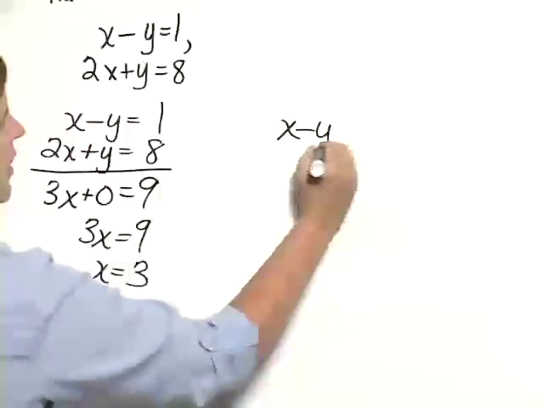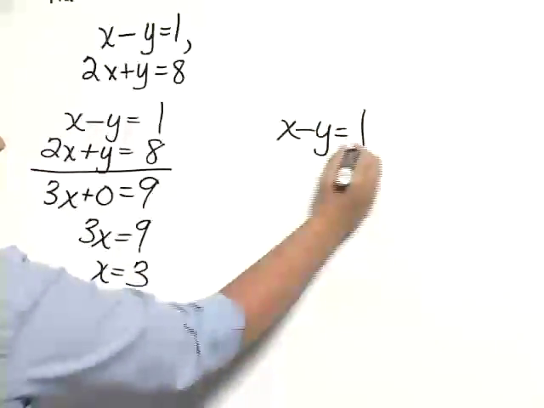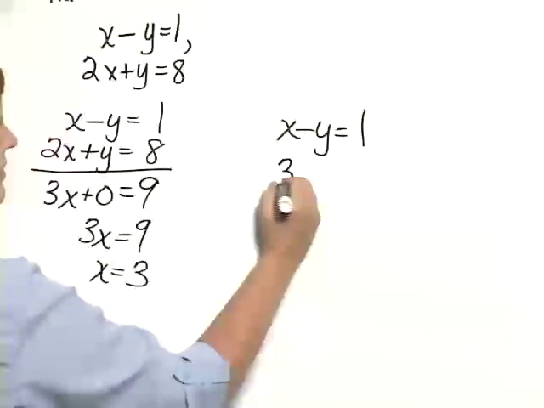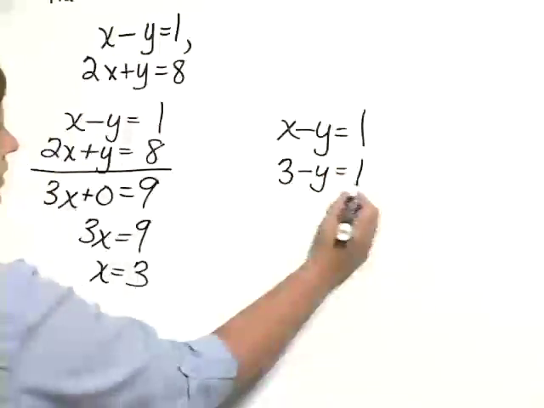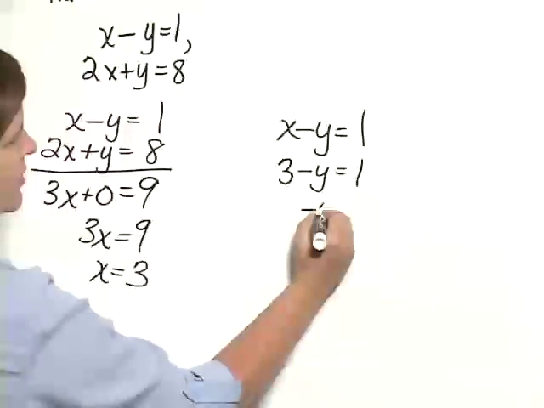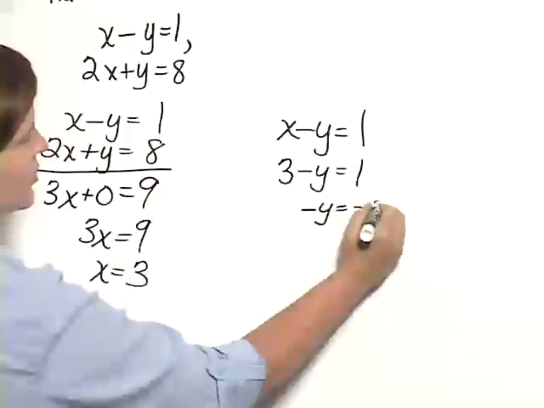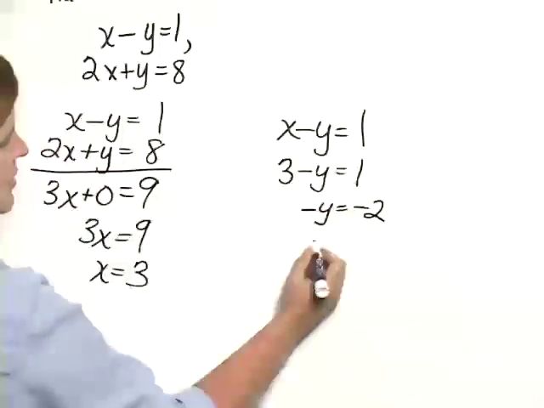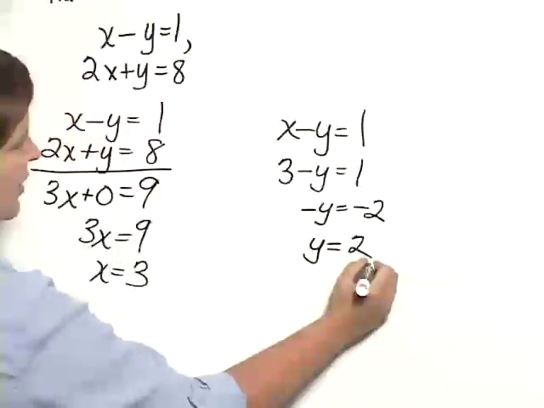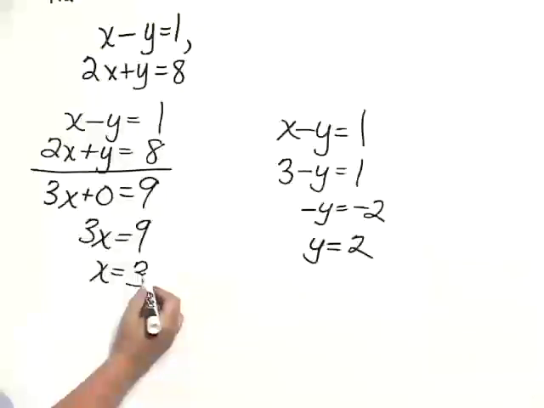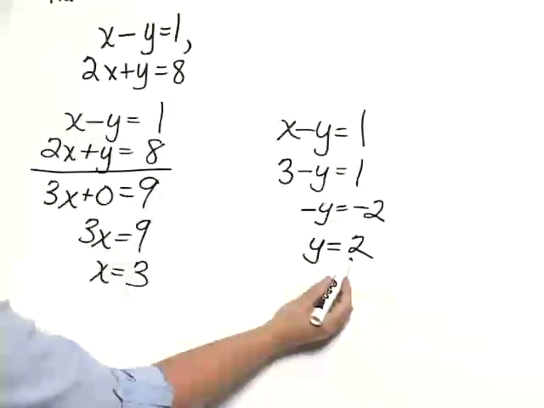I start with x minus y equals 1. Substitute 3 for x. That gives me 3 minus y equals 1. Subtract 3 from both sides gives me the opposite of y equals -2. Multiplying both sides by -1 gives me y equals 2. So I have a possible solution of x equals 3, y equals 2.